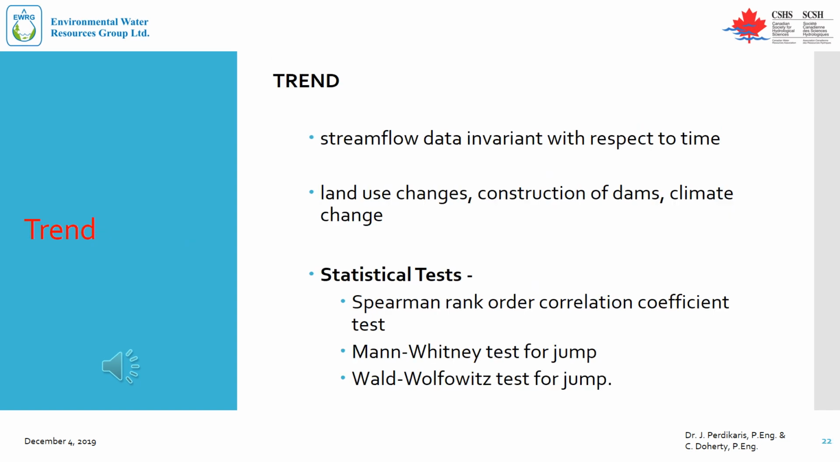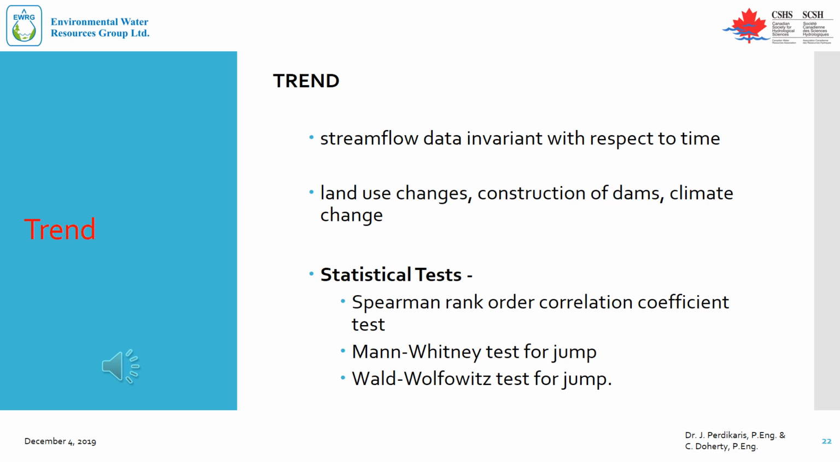Stationarity means that, excluding random fluctuations, the data series is invariant with respect to time. Types of non-stationarity include trends, jumps, and cycles. Jumps are normally due to an abrupt change in a basin or river system, such as the construction of a dam. Trends may be due to gradual changes in land use. Cycles are often associated with long-term climatic fluctuations.